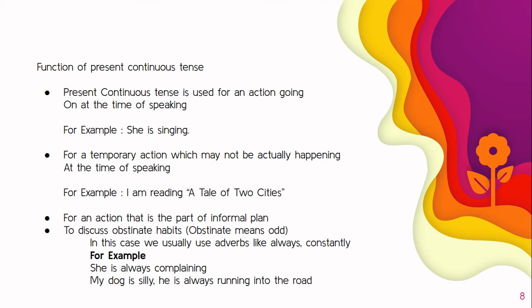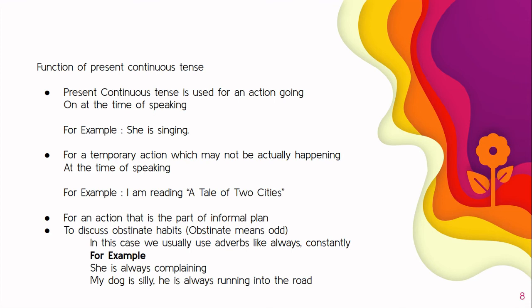We also use this tense to discuss an action that is part of an informal plan. Means that is not officially planned but part of personal planning. Let's look at the example. My father is arriving tomorrow. My sister is traveling next week.